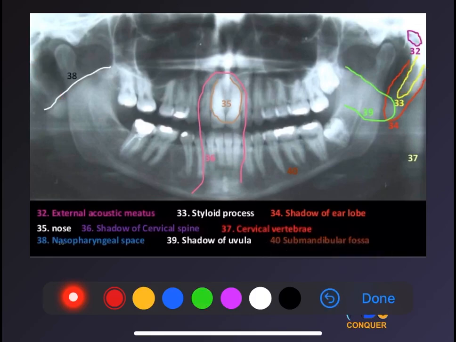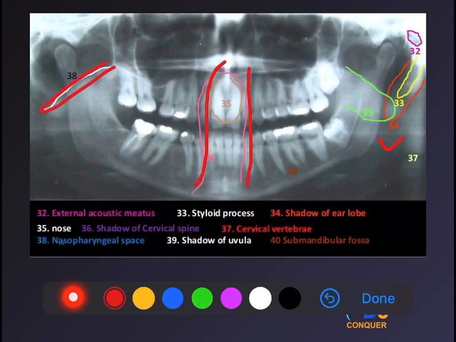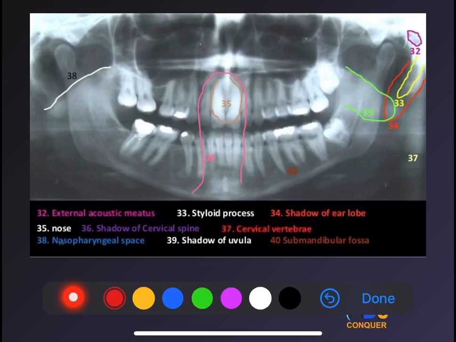So styloid process. Next is the earlobe. 34 is the earlobe, 35 is the nose, and 36 and 37 are nothing but the shadow of the cervical spine. Okay, and 38 is the nasopharyngeal space, that will be shown further. 39 is the shadow of the uvula, and 40 is the submandibular gland fossa. So in this, what I feel to be important is the styloid process, and also the shadow of the uvula.